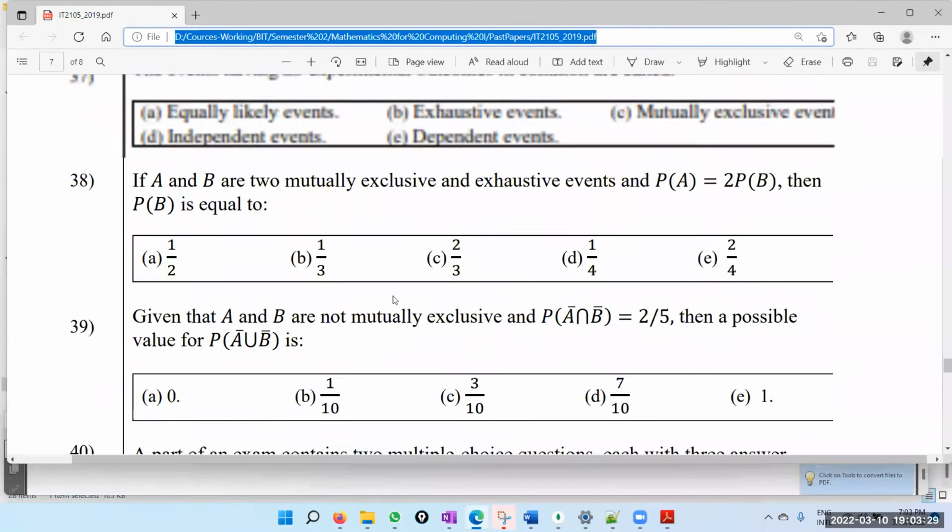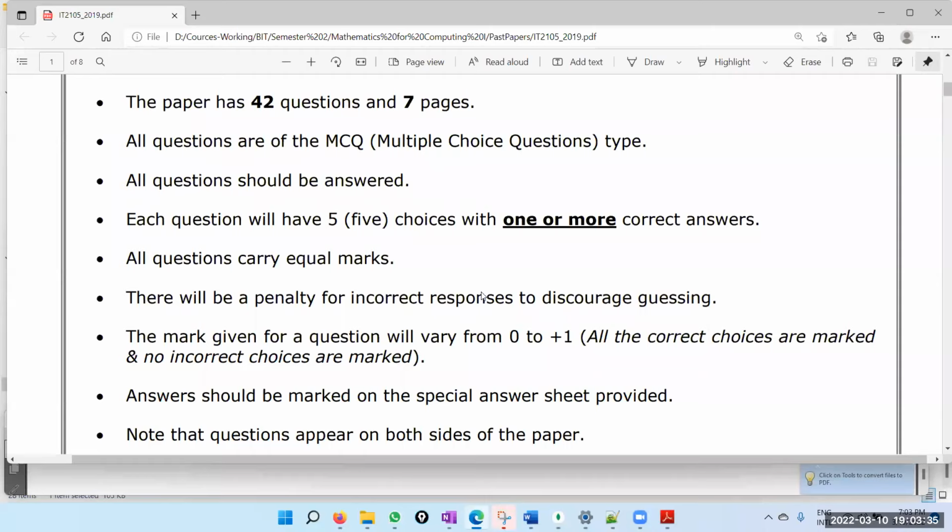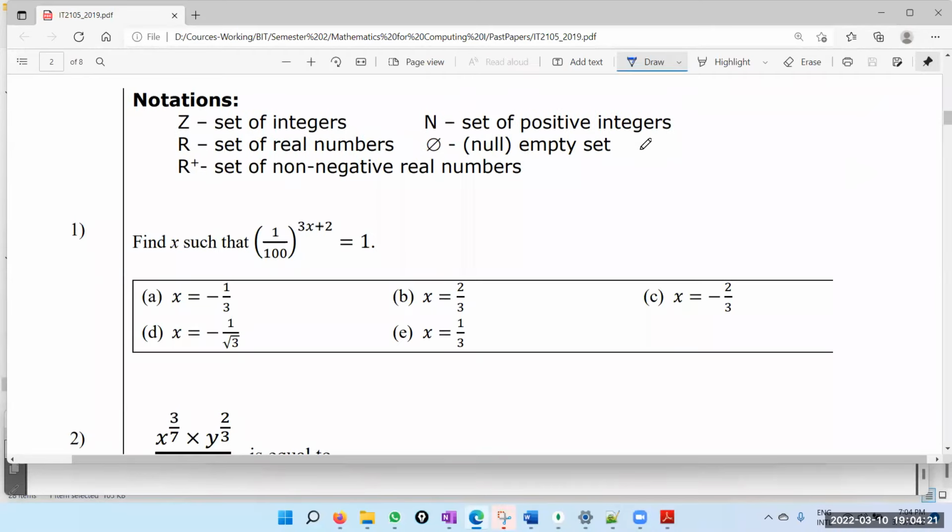Right. So 2019 paper. Let's go one by one very quickly. We are going to start with question number 1. 1 over 100 to the power 3x plus 2 equals 1. So the question is, what is x? That is very easy.